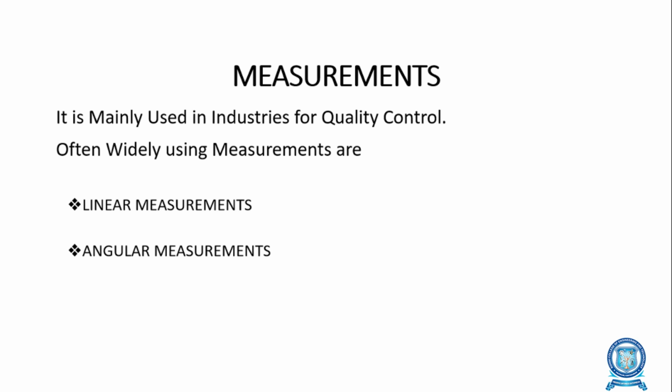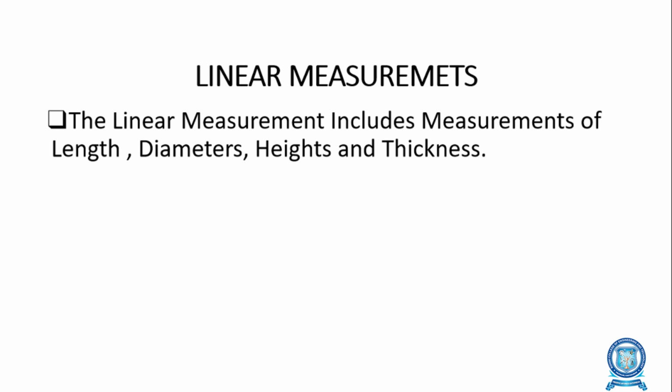There are two main different measurements. One is linear measurements and another one is angular measurements. What is linear measurement? It includes measurements of length, diameters, height and thickness.